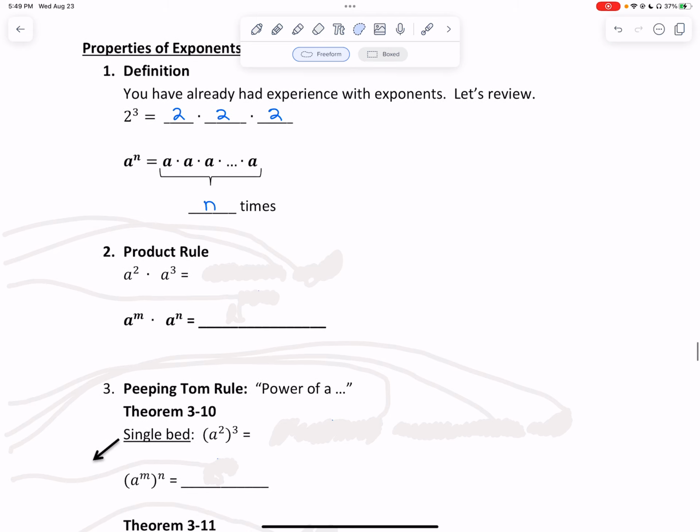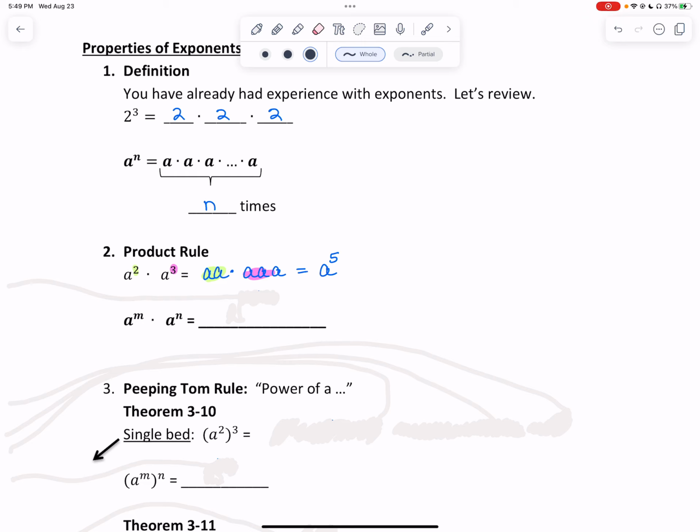So now we have the product rule. The product is you've got a to the second times a to the third. Well, a to the second times a to the third, that means I'm going to have 2, there's my 2 a's there. And then there's my other 3 a's there. So how many total do I have? I've got 5 of them. Okay. So you have a 2 and a 3 and you got a 5.